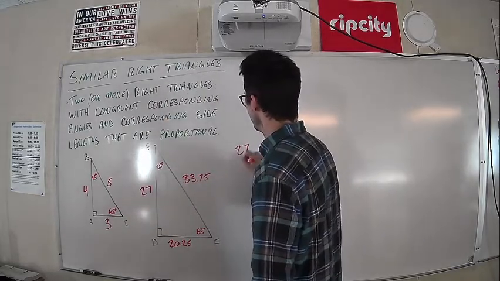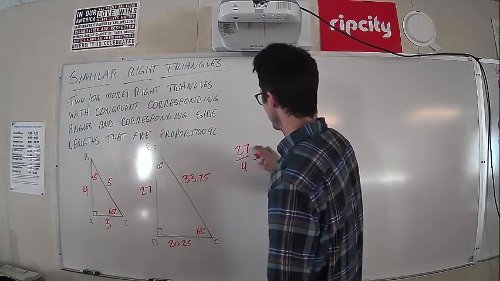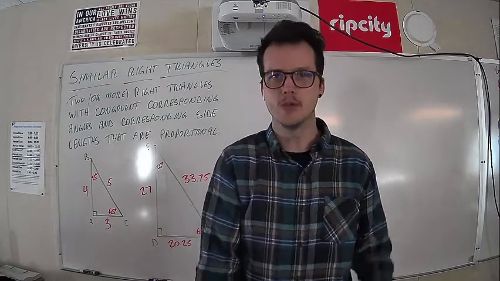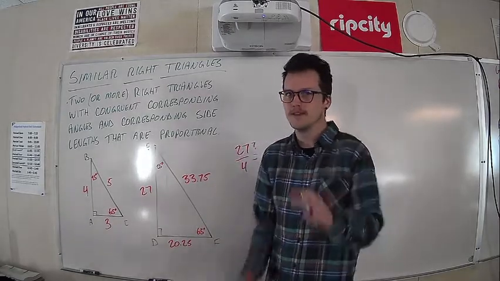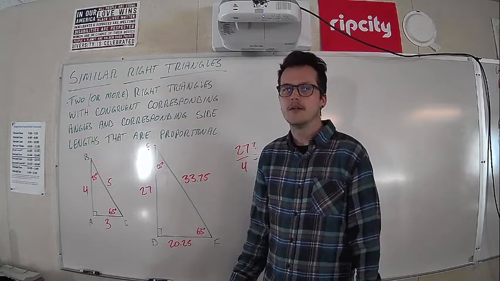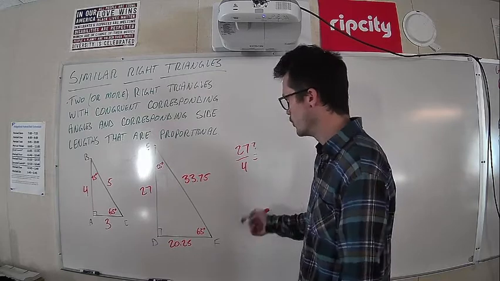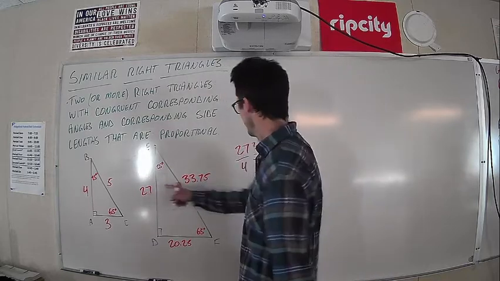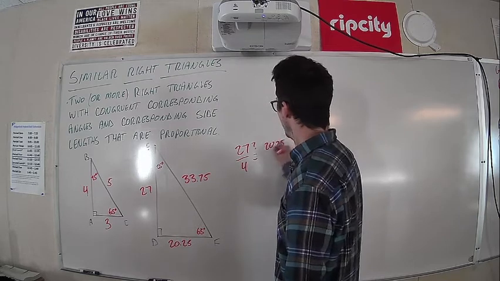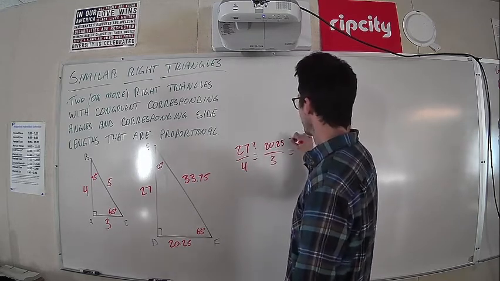And what I'm doing here is setting up a proportion, and I'm trying to see if all three of these ratios are equal. That's my hope. If they're all equal, it doesn't matter what they are, as long as they're the same, then we have proportional corresponding sides here. So let's keep going with this. The other leg is, we did that one, 20.25 over 3. And then I'm doing an equals with a question mark.